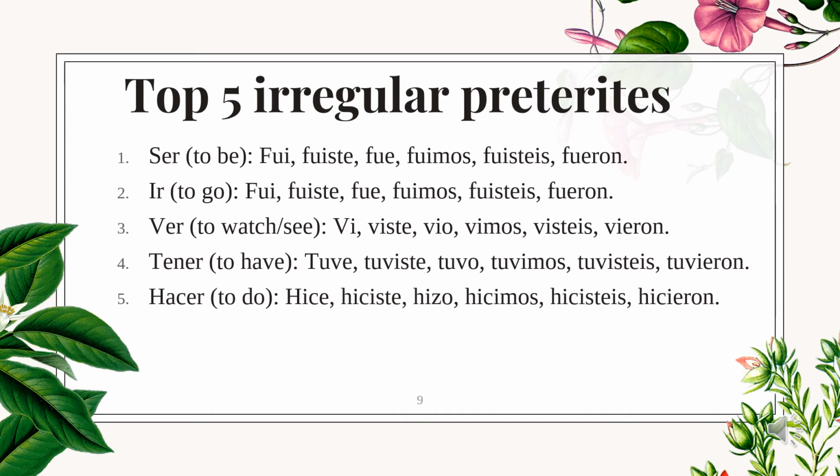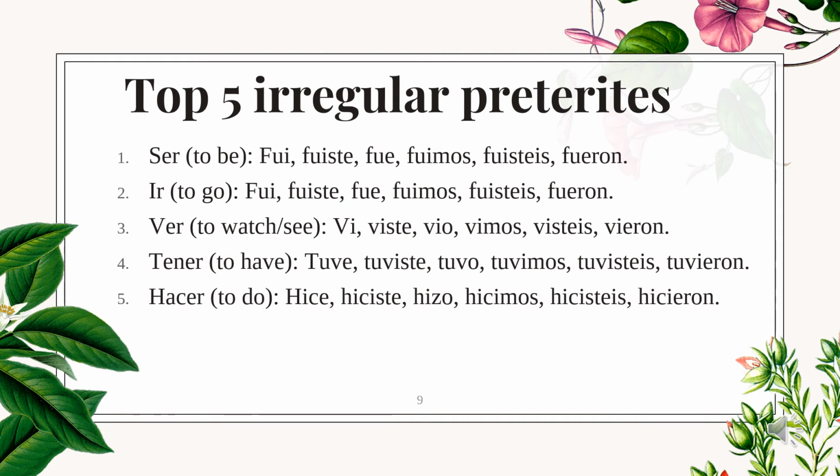Tener, to have. For example, if unfortunately we had a pet but it passed away, we would say I had a dog. Tuve un perro. So, tuve, tuviste, tuvo, tuvimos, tuvisteis, tuvieron. And finally, number 5, hacer, to do. Hice. So, for example, yesterday I did my homework. Ayer hice mis deberes. Hiciste, hizo.